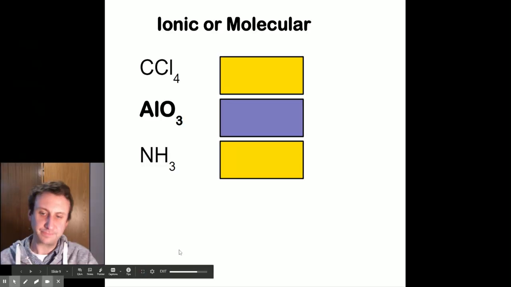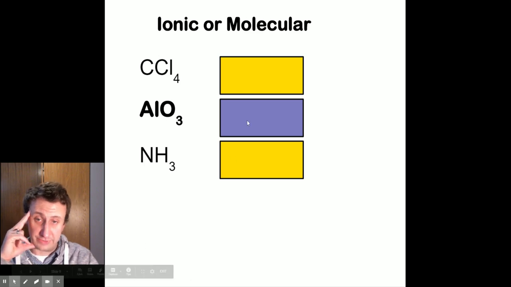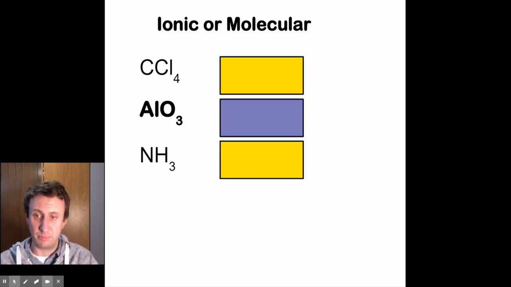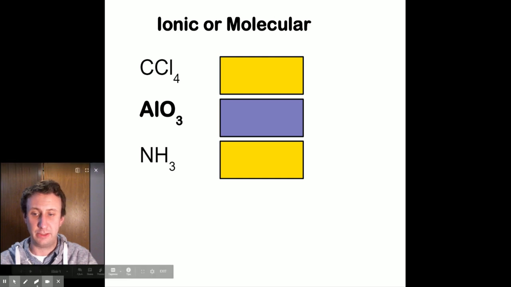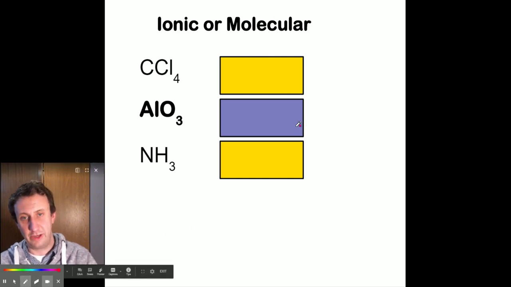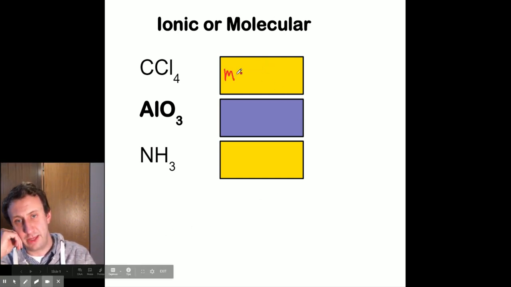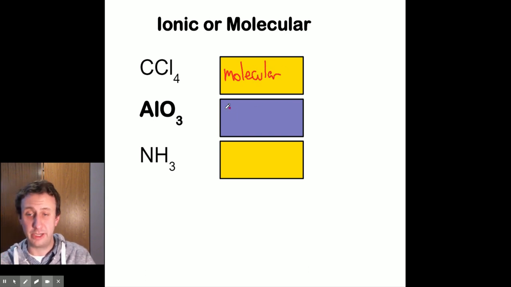Okay, so CCl4, AlO3, and NH3. Take a minute, think about it, come back, maybe try even without your periodic table, see if you have any success. Okay, and here are the answers. For CCl4, this is molecular because it's all nonmetals. AlO3, aluminum, is a metal, so this is going to be ionic. And then NH3 is all nonmetals again, so I have molecular.